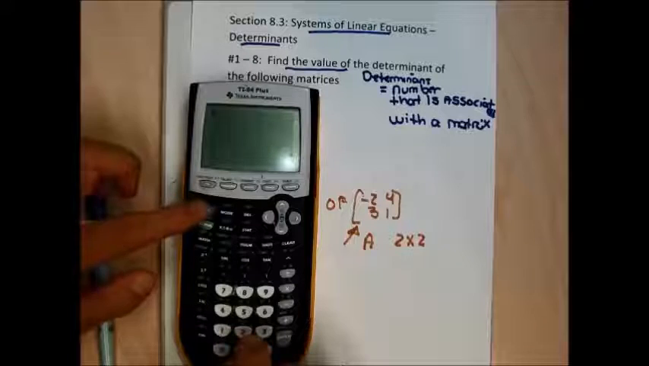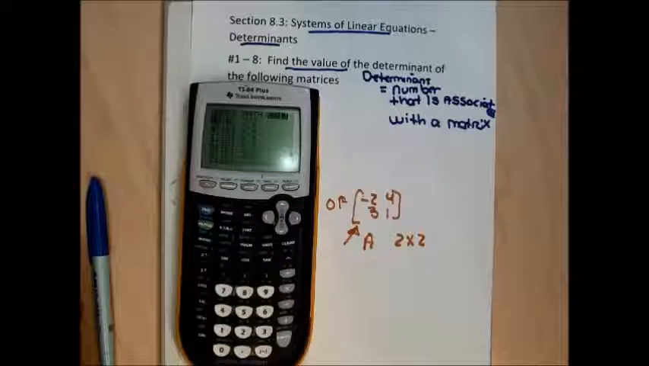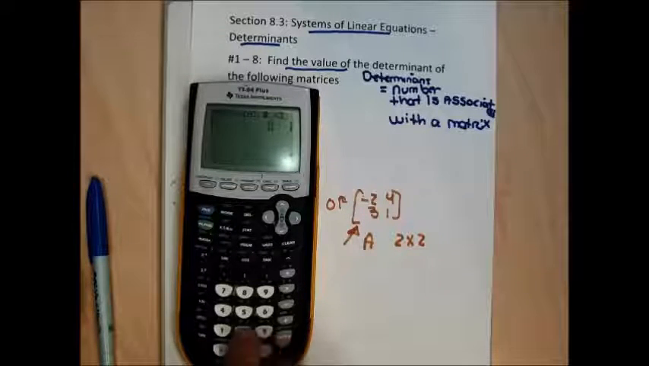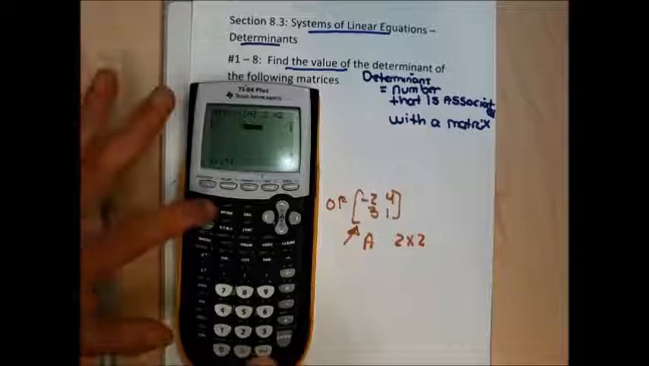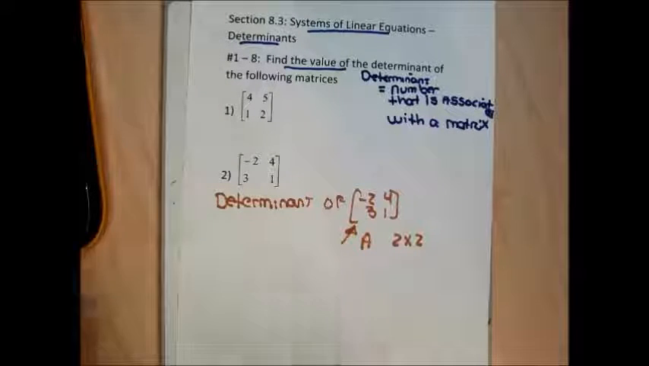So I'm going to hit the second button, the X inverse key. I'm going to arrow over to edit, and then I might as well enter it in A. There's no reason to put it in another place. I'm going to hit enter on A, type 2 by 2, and then -2, enter, 4, enter, 3, enter, 1, enter. Have the matrix in, then I do second and quit. That part's not new. The new part is getting the determinant.